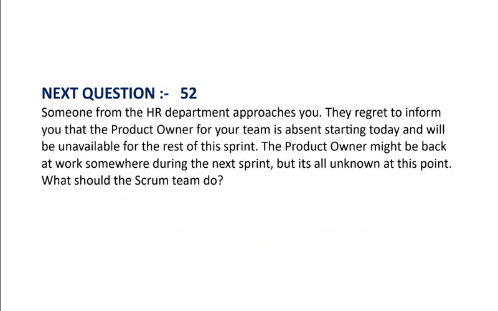Question is, someone from the HR department approaches you. They regret to inform you that the product owner for your team is absent starting today and will be unavailable for the rest of this sprint. The product owner might be back at work somewhere during the next sprint, but it's all unknown at this point. What should the Scrum team do?